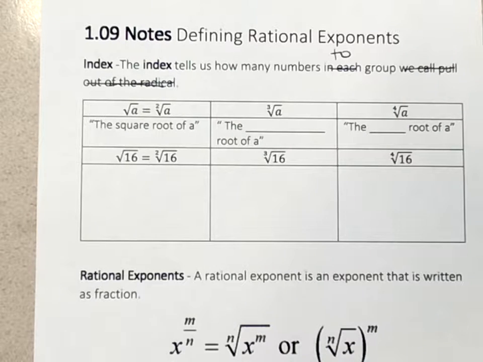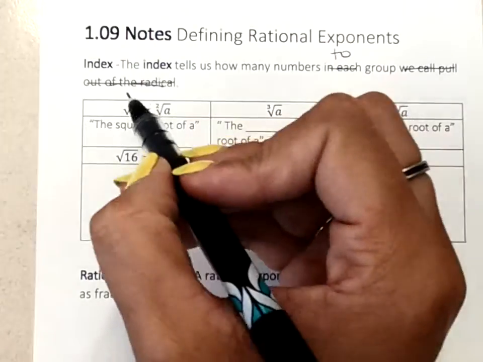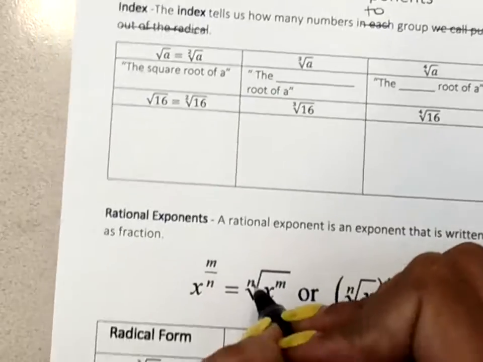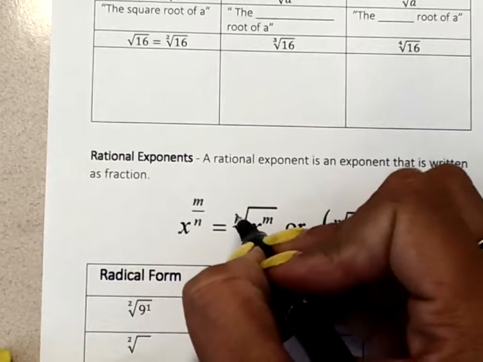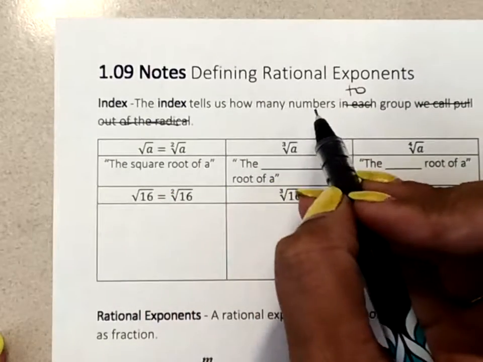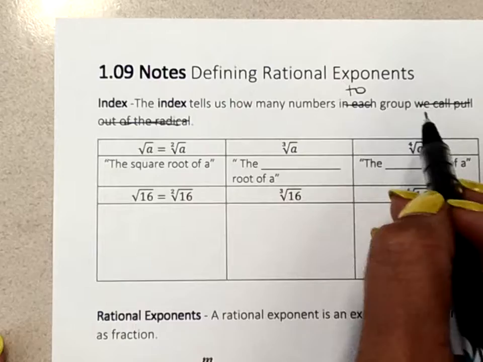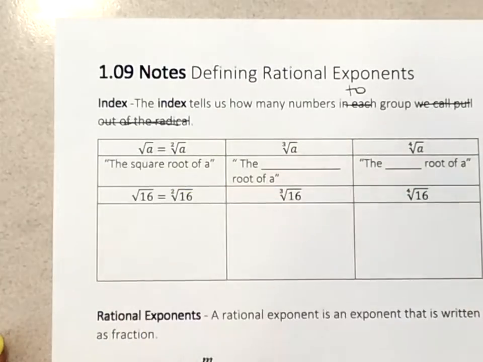In our notes, we're going to be talking about rational exponents. This will be a brand new topic for us. We'll start with the index, which, just to remind you, is the little number that you see inside of the radical. And the index tells us how many numbers to group. So please cross out "each" and put 2, and cross out the rest of the sentence.